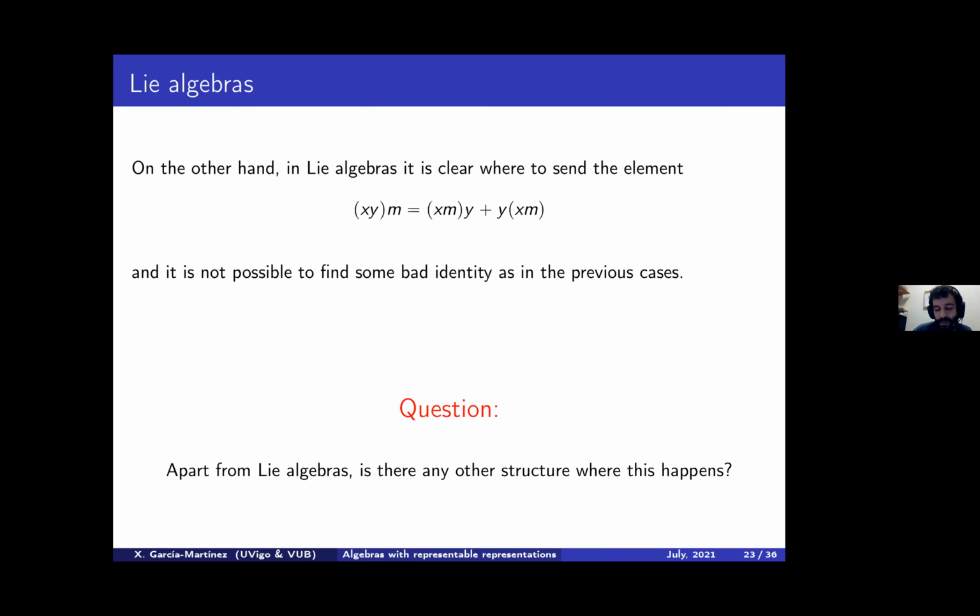So our first question was: can we classify or find all varieties that satisfy this property? But then after observing it in more detail with the categorical language, the real question was: is there another structure where this happens? This was our real question, because Lie algebras seem so special. It seemed so much to the point.